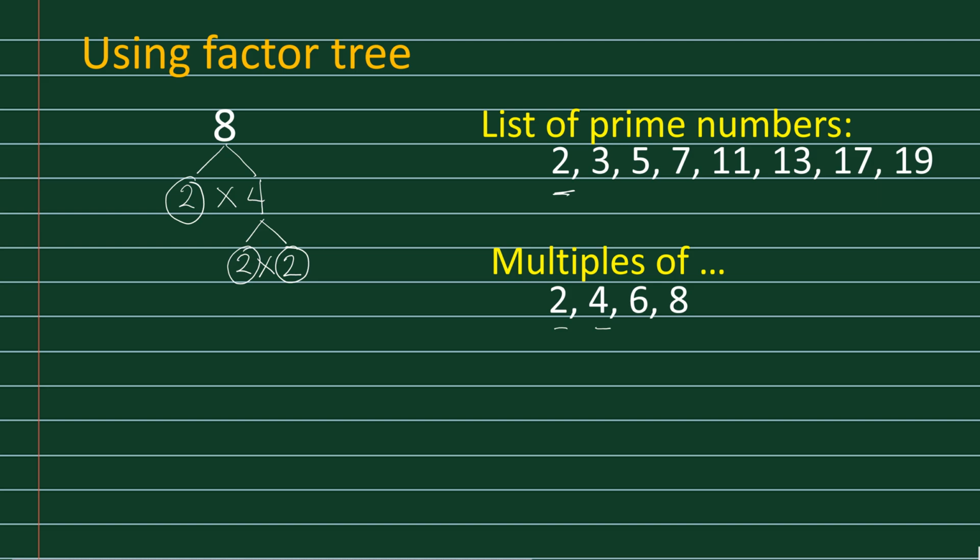Next, list down our prime factors. So let's get it from the factor tree. So we have 2, 2, and 2. Let us list that down here: 2 times 2 times 2. So the factors of 8 are 2, 2, and 2. Or you may express it as 2 to the third power.